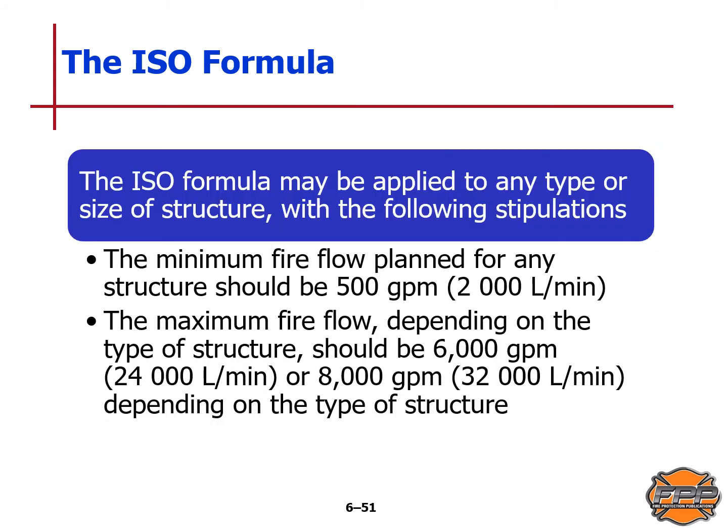The ISO formula may be applied to any type or size of structure with the following stipulations. The minimum fire flow plan for any structure should be at least 500 gallons per minute or 2,000 liters per minute. And the maximum fire flow, depending on the type of structure, should be 6,000 gallons per minute, which is 24,000 liters per minute, or 8,000 gallons per minute, which is 32,000 liters per minute. And again, that depends on the type of structure.